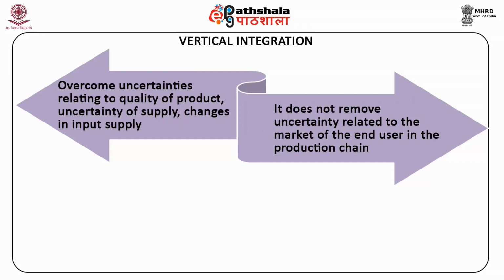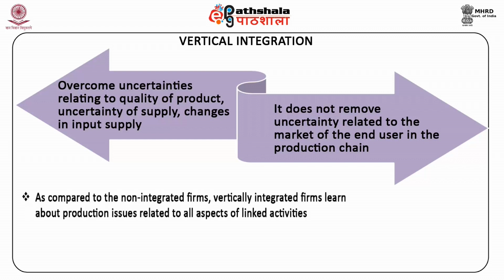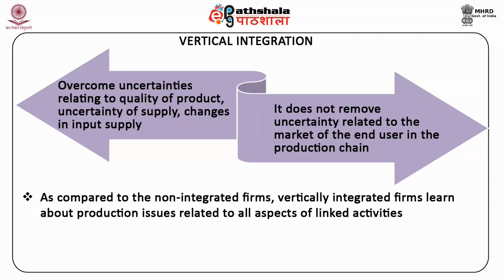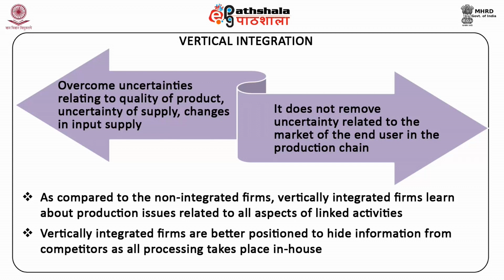The two major advantages of vertical integration in relation to information are: first, as compared to the non-integrated firms, vertically integrated firms learn about the production issues related to all the aspects of linked activities. And secondly, vertically integrated firms are better positioned to hide information from the competitors as all the processing takes place in-house.